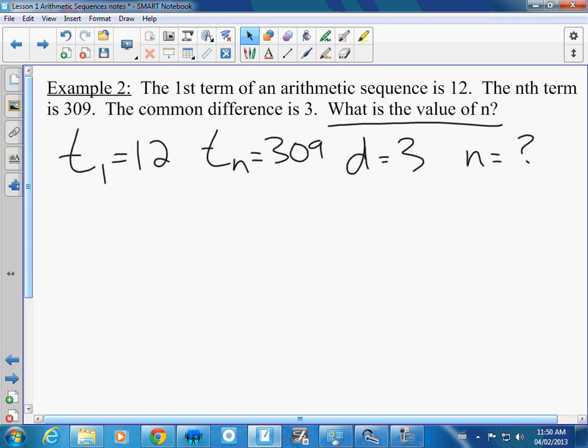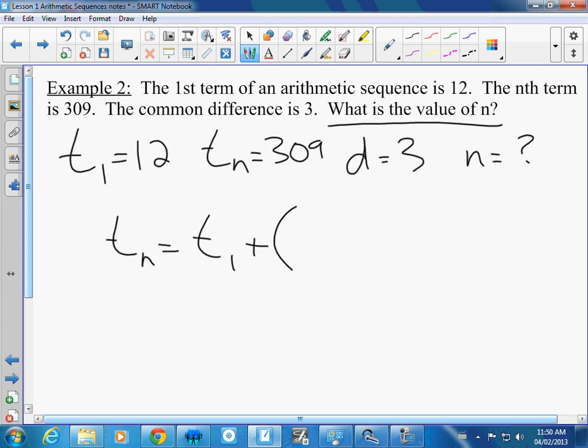Write down the formula, the equation. Tn equals T1 plus n minus 1 times D. There it is. You fill in the next line. Let's see if you get it right. Let's see if you make the mistake that I think you may make. Fill in the next line.